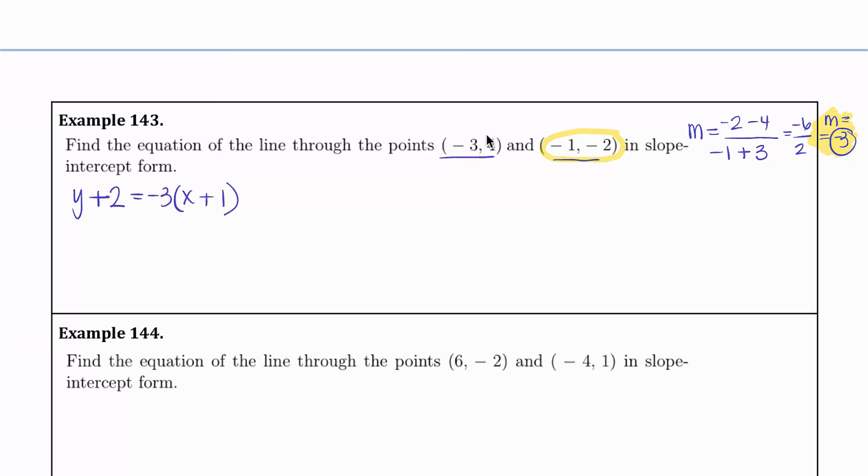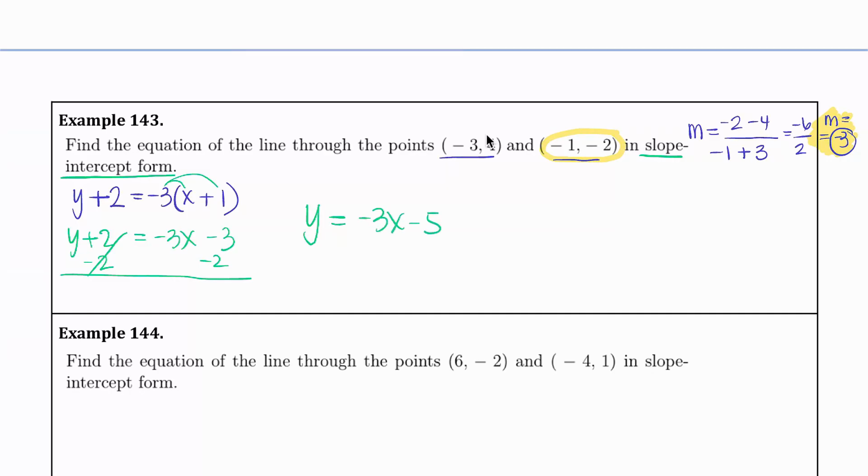Okay, notice this one does tell me we want this in slope-intercept form. So we don't want to stop here. We want to go ahead and distribute that negative 3. So we have y plus 2 equals negative 3x minus 3. Okay, to isolate our y, we're going to subtract 2 from both sides, and we end up with y equals negative 3x minus 5. And that's our equation in slope-intercept form.